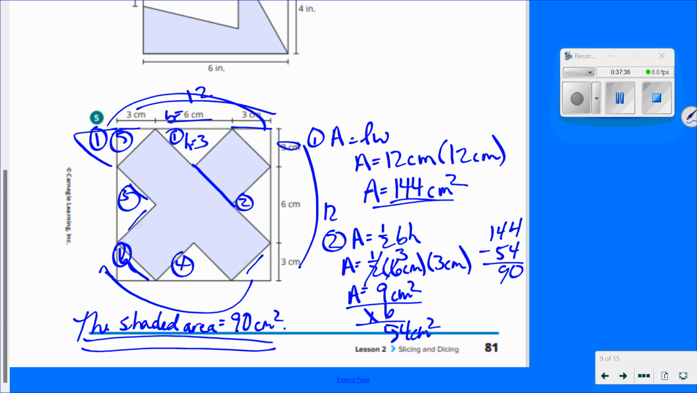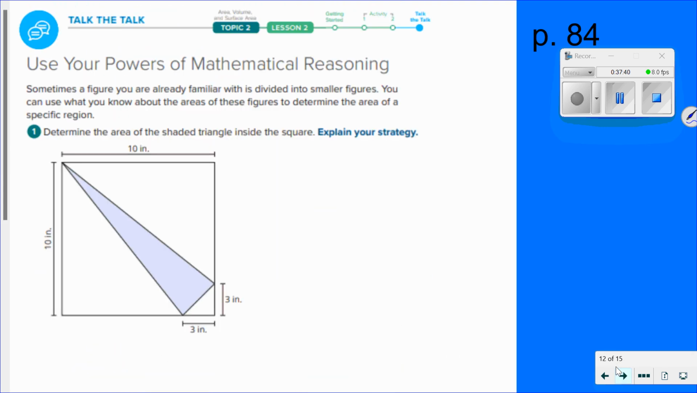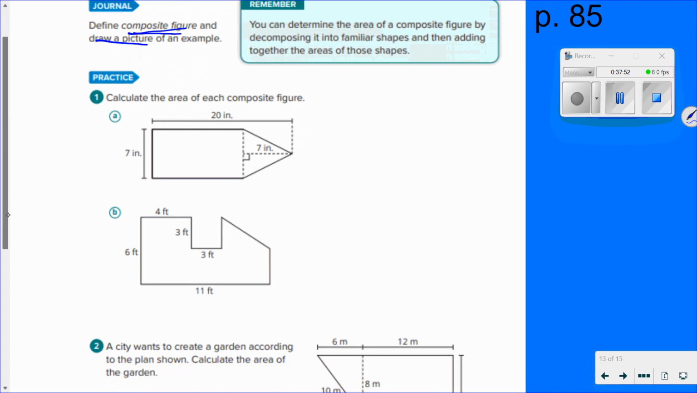Okay, going to the homework, which is why I'm assuming most of you would probably listen today. Let's go over this, starting on page 85. First off, define the composite figure and draw a picture of an example. So not only do you need to define it, but also draw one.